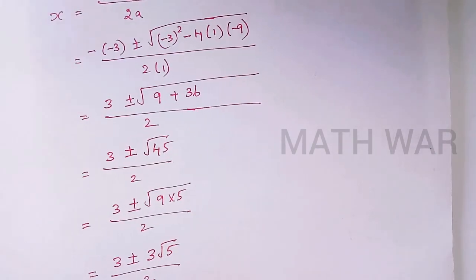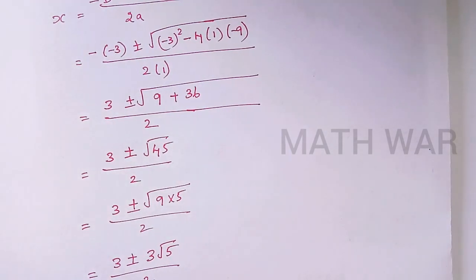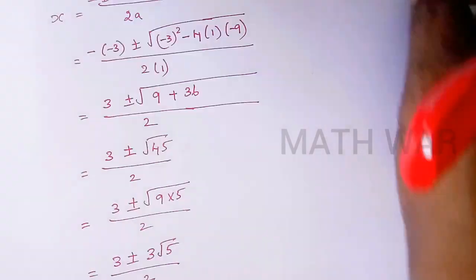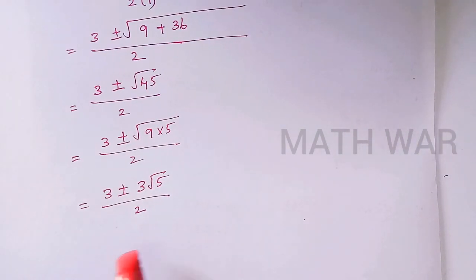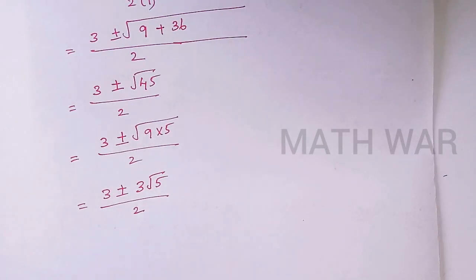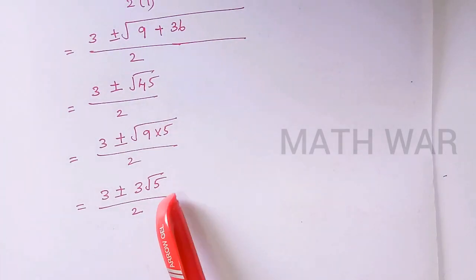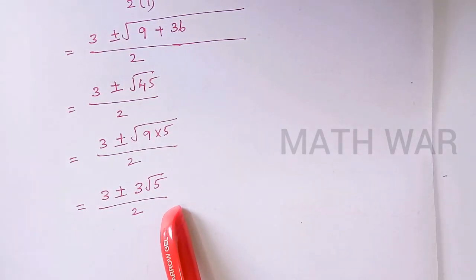Actually, if the question is generally to solve the quadratic equation, we can stop here itself. After this we can separate it: x is equal to 3 plus 3 root 5 by 2 and x is equal to 3 minus 3 root 5 by 2. But since our question asks for two significant figures, you are supposed to substitute the value of square root of 5 and find the answer.